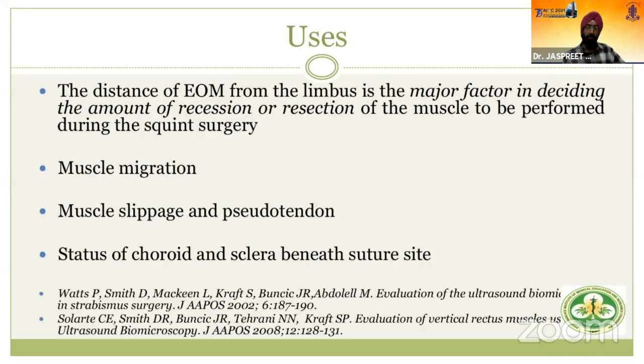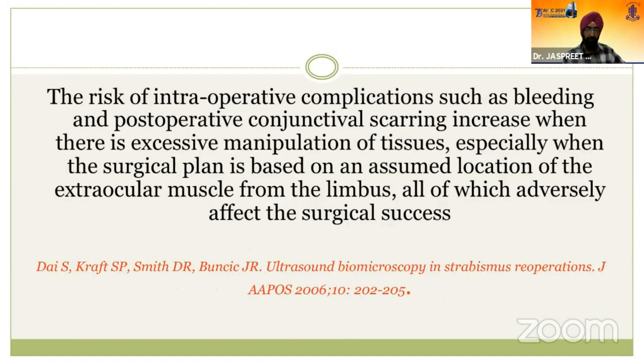The most important thing we are interested in is the distance of the extraocular muscle from the limbus, because that's going to decide whether we would be operating on this muscle or whether we need to touch the other eye, and what has been done for the muscles. Why has the patient developed a squint? Has the muscle migrated? Has it slipped? Is there a pseudotendon formation? That is the most important thing a UBM tells. But yes, it could also tell the status of the choroid and the sclera beneath the suture site.